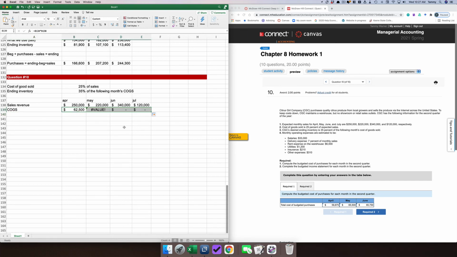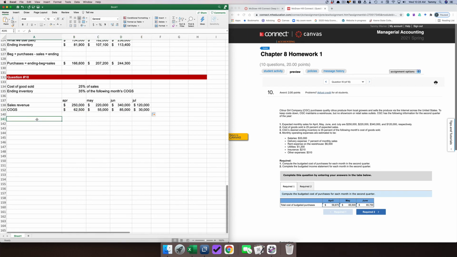There it is. Oh, what just happened? What happened was I didn't make my 25% an absolute cell reference, right? So if I go back to this first calculation and just enter the B134 as an absolute cell reference, then I can go ahead and pull that out. There we go. All right.